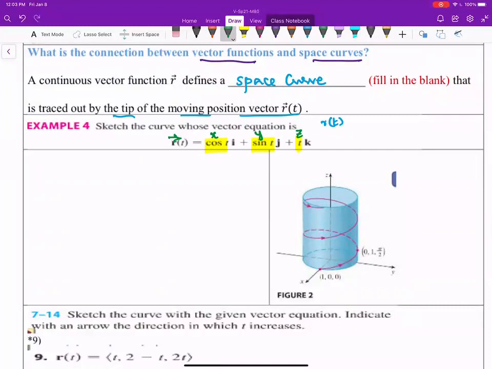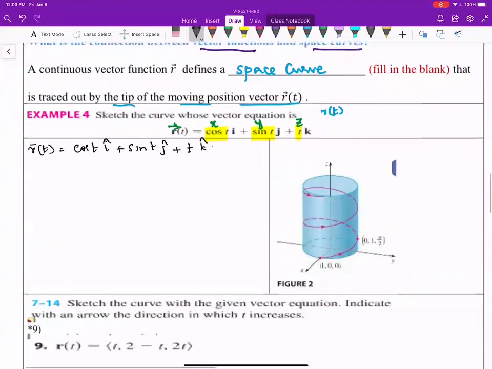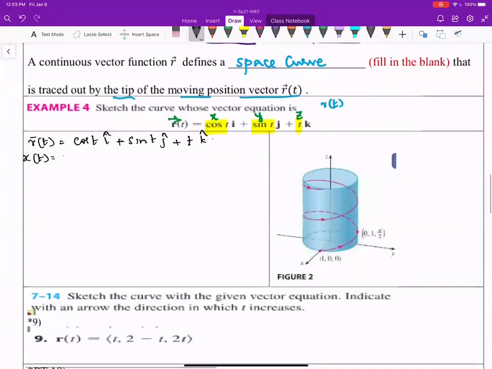x of t, y of t, z of t: x is a function of t. So as you are given r of t equal to cosine t i plus sine t j plus t k, we know that x of t is cosine of t, y of t is sine of t, and z of t is t. If you do x of t squared plus y of t squared, you square the cosine and the sine, which by the Pythagorean identity is equal to 1.